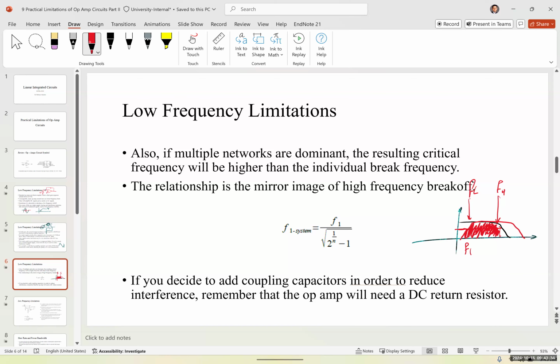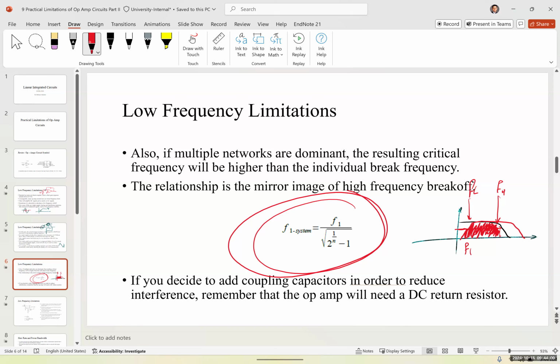The relationship is a mirror image of the high frequency breakoff. For the other one, we had F2, the upper frequency, which was F2 times square root of 2 to the power 1 over n minus 1. Here it's F1 over square root of 2 to the power 1 over n minus 1. If you decide to add coupling capacitors in order to reduce interference, remember that the op amp will need a DC return resistor.